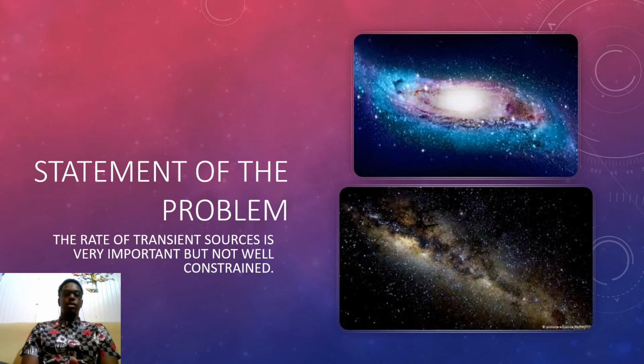Our goal was to constrain the rate of these transient sources. We wanted to constrain the rate because it is very important to understanding what causes these unknown astrophysical events.